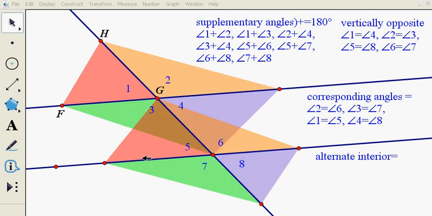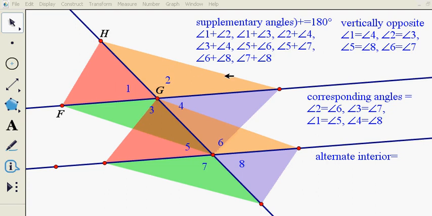I brought back the previous colors to show alternate interior angles. Interior means the ones inside my 2 parallel lines, and alternate means the ones that are on opposite sides of my transversal. So let's take a look at something. I know that angle 2 and angle 3 are equal to one another because up here we said they were vertically opposite. There's our bow tie.